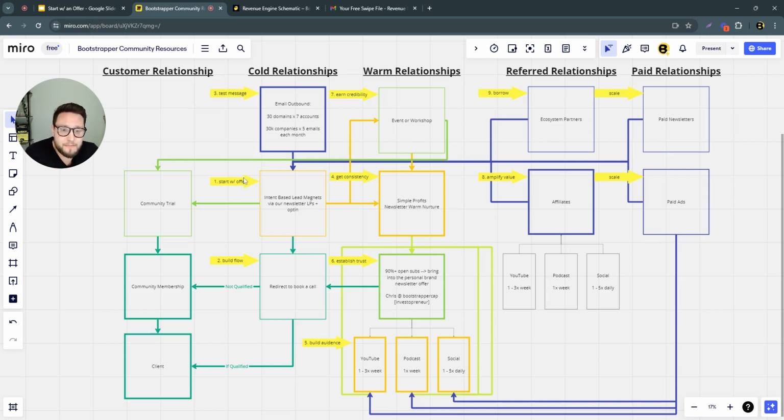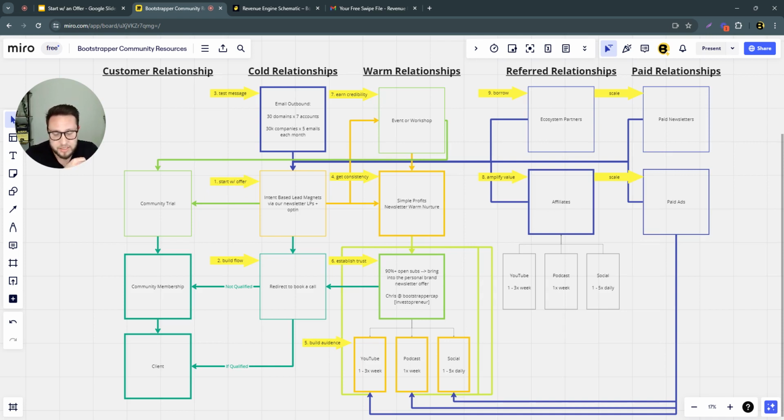is step number one. If you haven't watched the video on the revenue engine schematic, we'll link to it in the description below. And you can also follow this video and you can find it, right? So we'll link to it there too. But where we start is with an offer, right? In the revenue engine, everything starts with an offer.